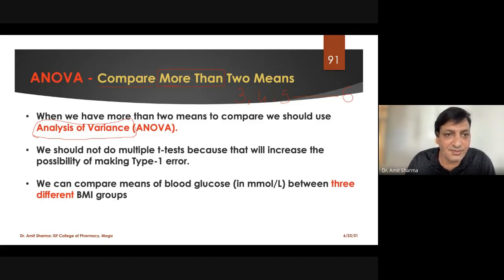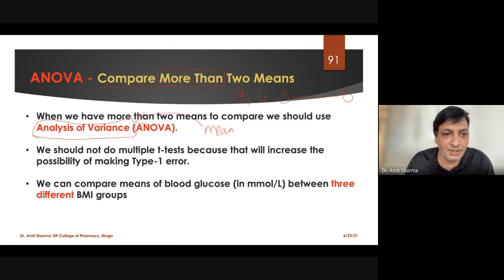ANOVA stands for analysis of variance. Actually, we are comparing means, and we know that the variance is calculated from the mean. So what the software is doing exactly is comparing the variance of different groups, but showing the result in terms of mean. So the final data we are going to get is a term called mean difference, which will be available in terms of mean or the standard deviation.